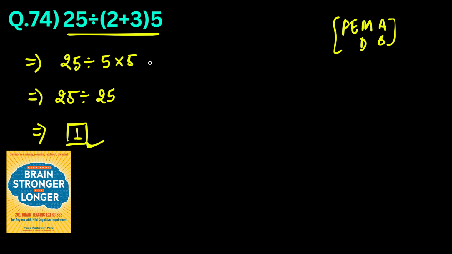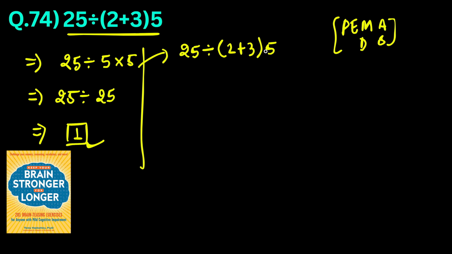Do you think this is the right answer? If you are getting the wrong answer, we will solve it in a better way, in a stepwise manner. So we will rewrite our question here: 25 divided by 2 plus 3 parenthesis 5.